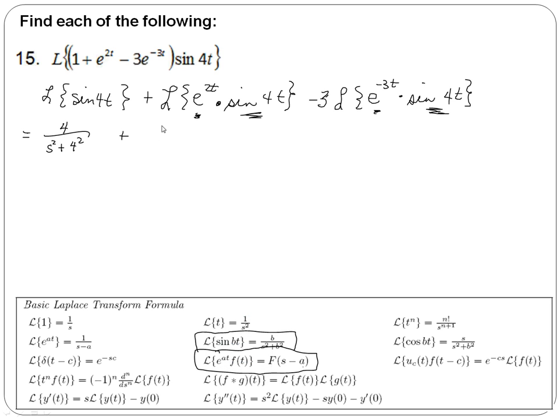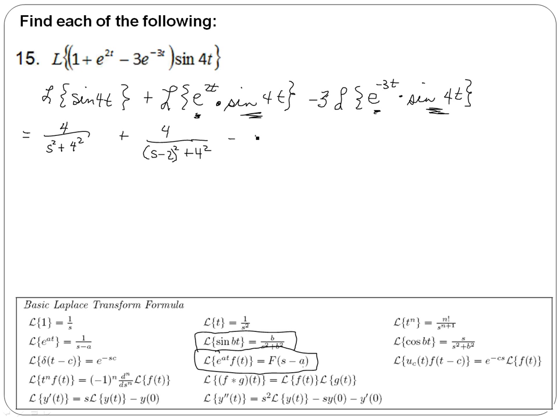Okay, so I'm going to have that first term, 4, in the denominator, instead of s, I'll have s minus 2 squared plus 4 squared, or plus 16.